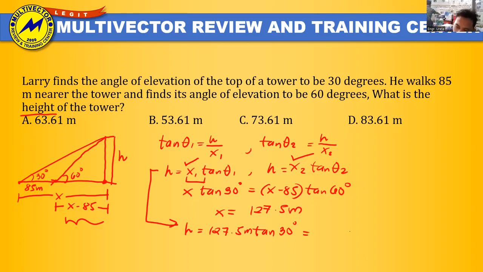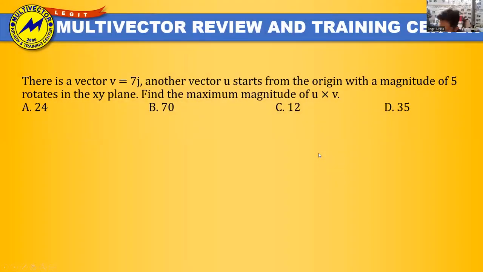Okay, so lumabas is 73.61 meter. Okay, so letter C. Okay, yun yung problem number 86 natin. No? Okay, so tatanda ang maigi. Okay. Next. Next problem is problem 87.